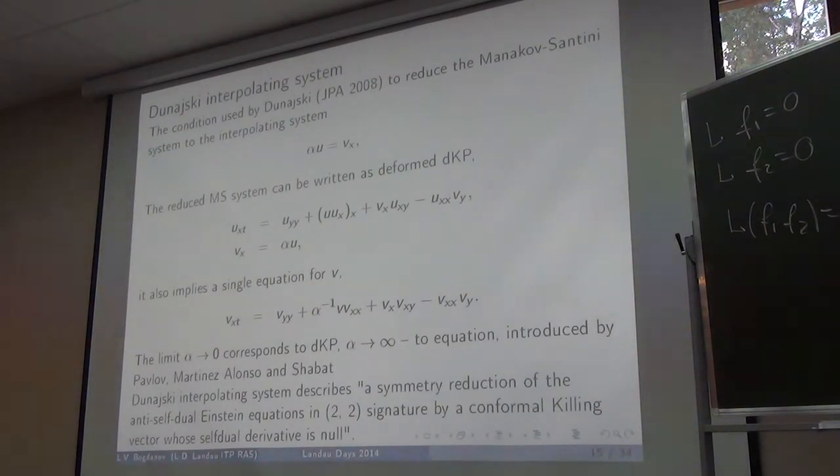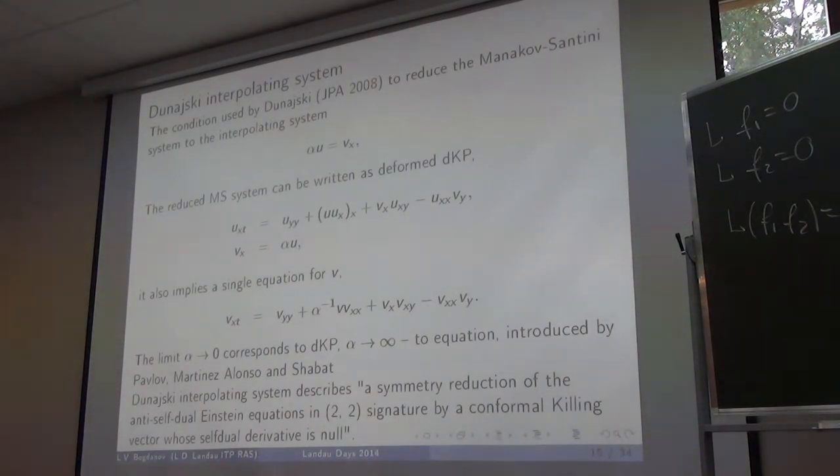Maybe it's not important here, was it arbitrary? You can change it, but it's interesting that if you do a limit in the correct way, it in some sense remembers about DKP and also about the Pavlov equation. If you do an accurate limit here, alpha to zero corresponds to DKP, and alpha to infinity corresponds to the Pavlov equation. You can just put the correct behavior of V in this limit.